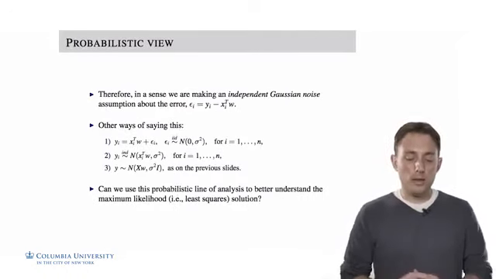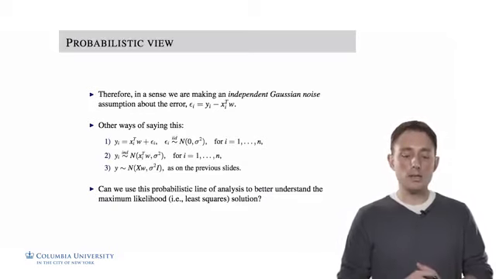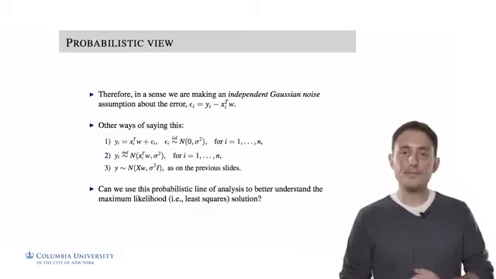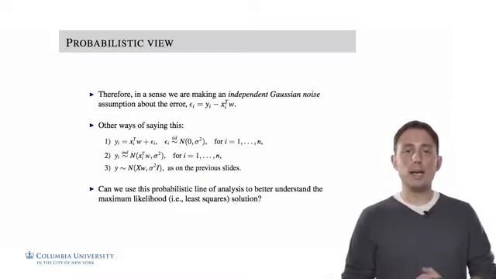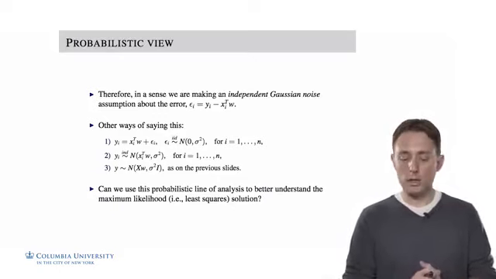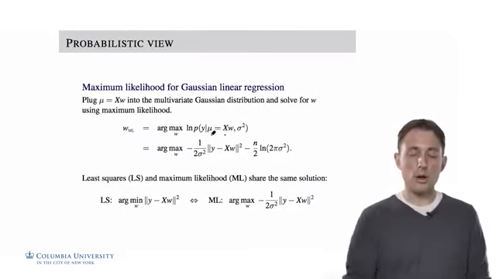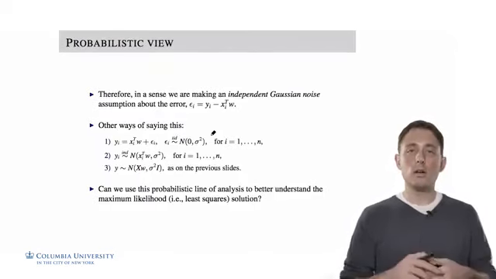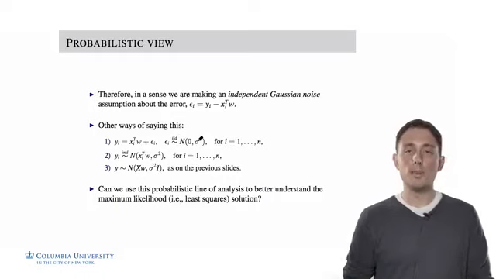So therefore, in a sense, what we can think of least squares as doing is making an independent Gaussian noise assumption on the error. This is just some intuition that we can develop, where we say that the least squares solution corresponds to the maximum likelihood solution of this multivariate Gaussian assumption on our data. And so it's like saying that each of the errors are independent and identically distributed as a zero mean Gaussian with some variance sigma squared.